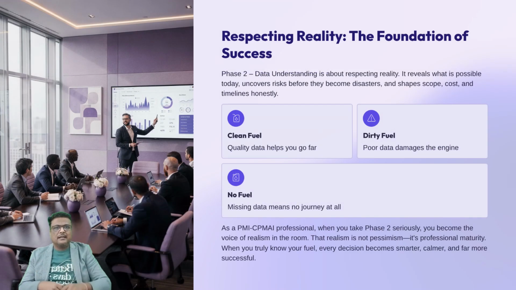Now let's gently bring everything together. Phase 2, data understanding, as defined in the official study guide, is about respecting reality. It tells you what is possible today, it reveals risks before they become disasters, it shapes scope, cost, and timelines honestly, and it protects your AI project from fantasy driven decisions. Think of data as fuel. Clean fuel helps you go far. Dirty fuel damages the engine. No fuel means no journey at all.